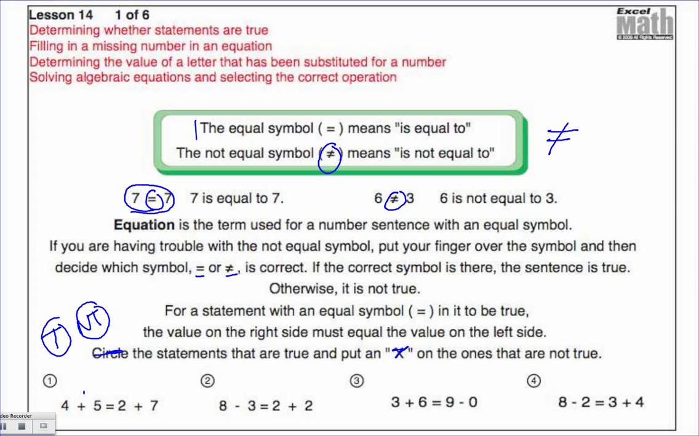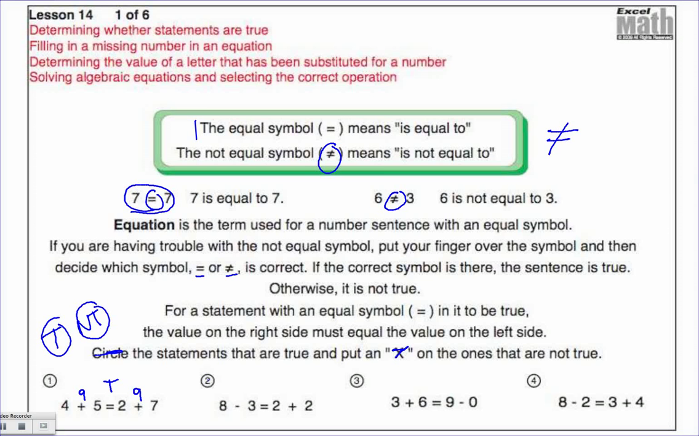4 plus 5, everybody write a 9 on your paper right above there. 2 plus 7, show a 9 above that. 9 equals 9. Again, you can kind of cover this up with your finger so you're not looking at it. What symbol belongs between a 9 and a 9? Well, equal belongs there. And so you uncover it. Hey, it's an equal symbol. It's exactly what I expected, so I put true.